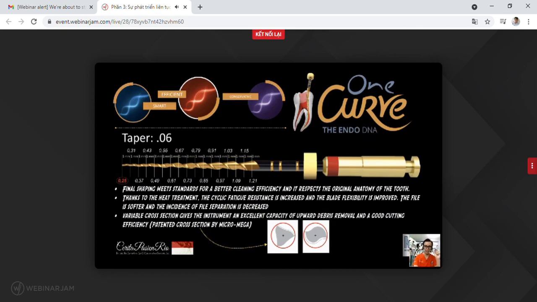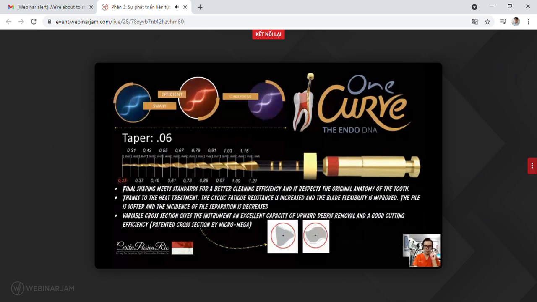The cyclic fatigue resistance is increased, and the blade flexibility is improved over the previous OneShape design. So OneCurve is actually the improvement of the OneShape from Micro-Mega. The file is softer, which means it is more flexible than OneShape, and the incidence of file separation is decreased due to this improvement of the file's metallurgy. The variable cross section gives the instrument an excellent capacity for upward debris removal.